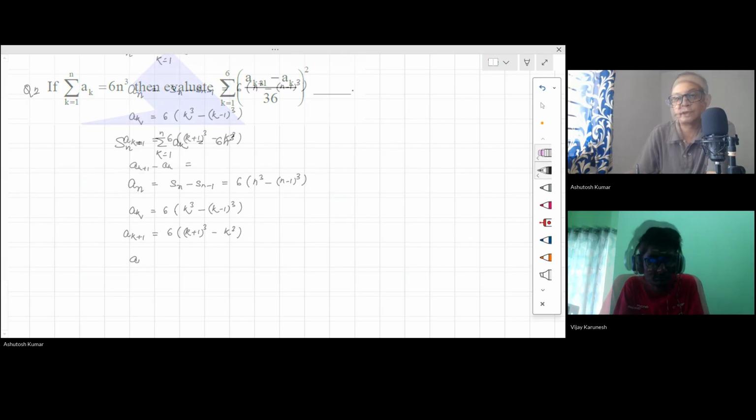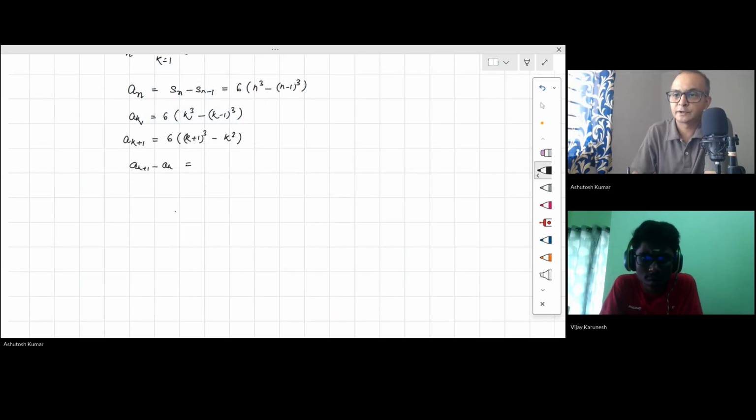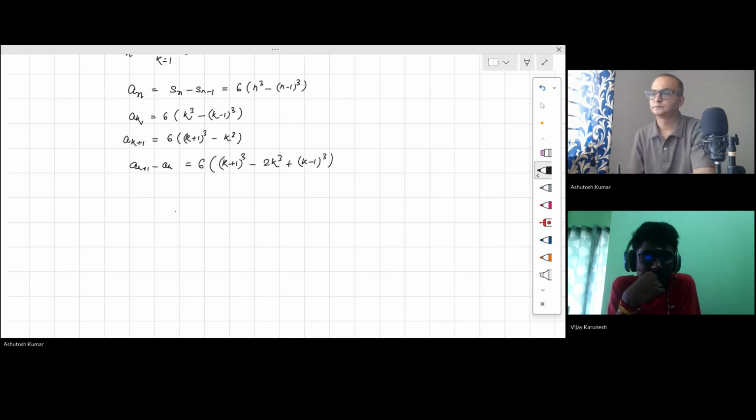And now we subtract. So if you do ak plus 1 minus ak, you see that this minus and this also become minus. So it becomes 6 times (k plus 1) whole cube minus 2k cube plus (k minus 1) the whole cube. Isn't it? Yes. Are you understanding? Yes, sir. But the mistake was there.